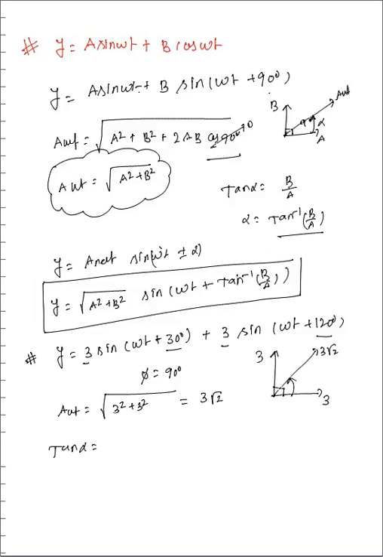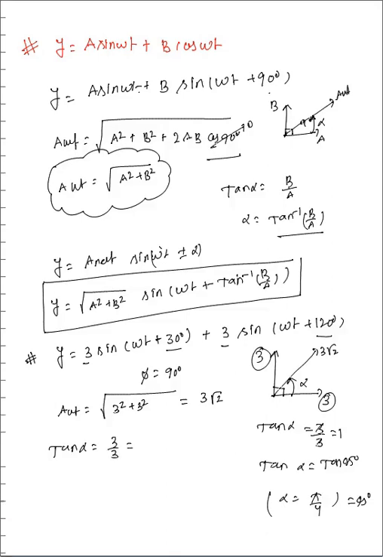Now we need to calculate alpha. Tan alpha can be written as opposite by adjacent, 3 by 3. The 3 will get cancelled, giving 1. Therefore tan alpha equals 1, which is 45 degrees. Tan alpha equal to tan 45 we can write here. Therefore alpha equal to pi by 4, or 45 degrees is also fine. So tan alpha equal to 3 by 3, that's nothing but tan 45.